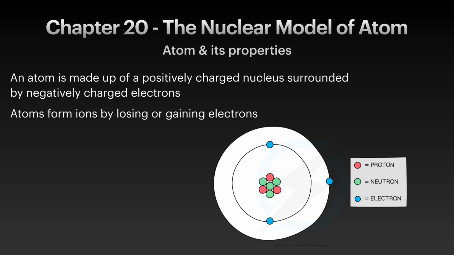Atoms are mostly empty space. The nucleus is about 1/10,000th the size of the atom, but it contains almost all the mass. Atoms can lose or gain electrons to form ions. Losing electrons makes a positive ion. Gaining electrons makes a negative ion.